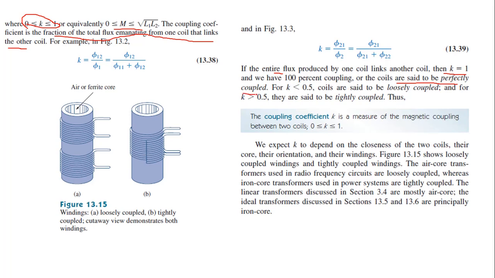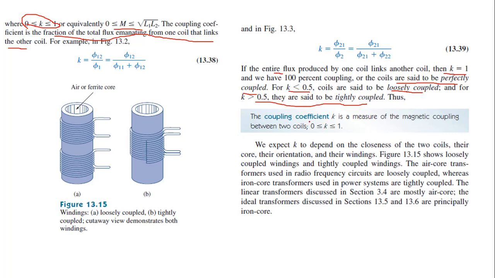Coils are said to be perfectly coupled if the K value is equal to 1. If K is less than 0.5, then the coils are said to be loosely coupled. If K is greater than 0.5, then the coils are said to be tightly coupled. So the value of K tells how these two coils are connected with each other.